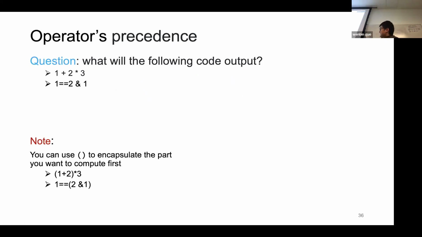So here is another thing about the operator's precedence. Basically, it's about the priority for operators. For example, for the first one, we know that we should calculate the times first, and then calculate the plus symbol second. So the value we got should be 7. But what about the next one? For the equality symbol, like a double equality, and also the and, which one is computed first? Actually, if I just came across this issue, I don't really know. I just need to run the code and see the results.